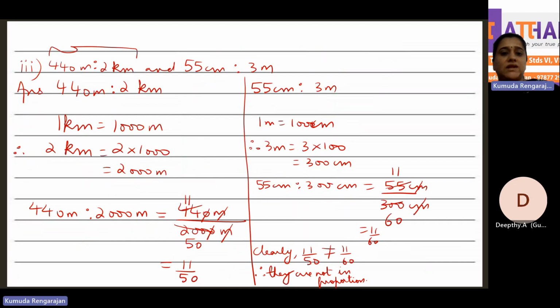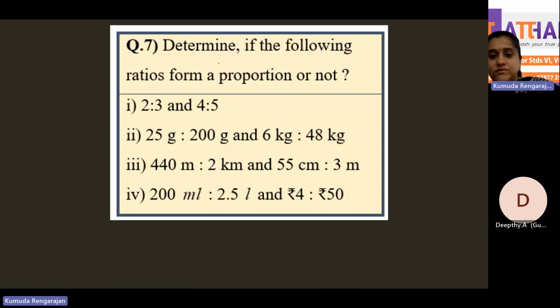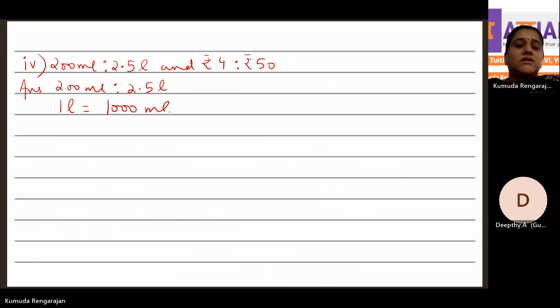Okay, 4 rupees and 50 rupees. Let me ask you, Satakshi. Just read out what you have in your book. 200 ml is to 2.5 liters. So what's the first step? 1 liter is 1000 milliliters. You forgot. 25 liters you wrote, is it? Oh, okay, 2.5 that is.